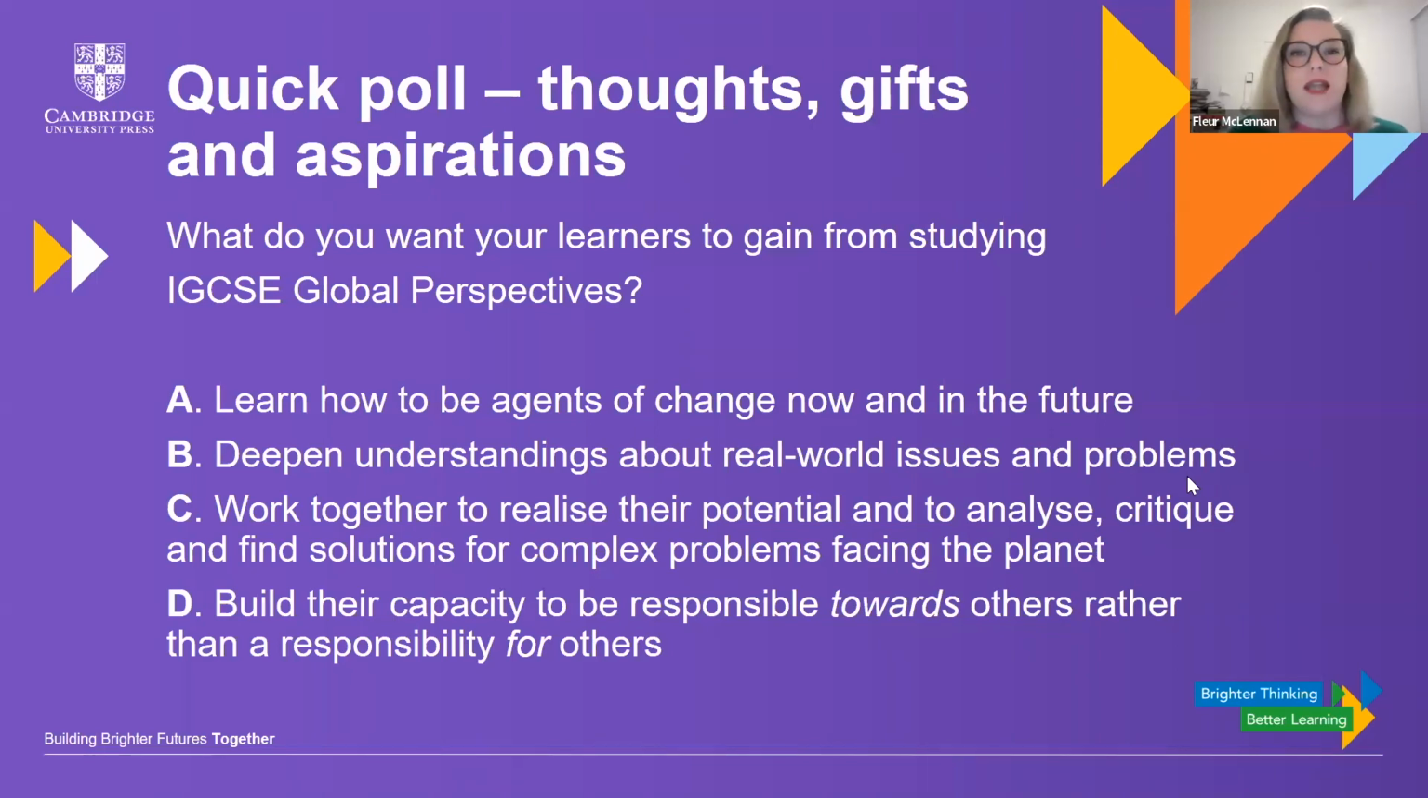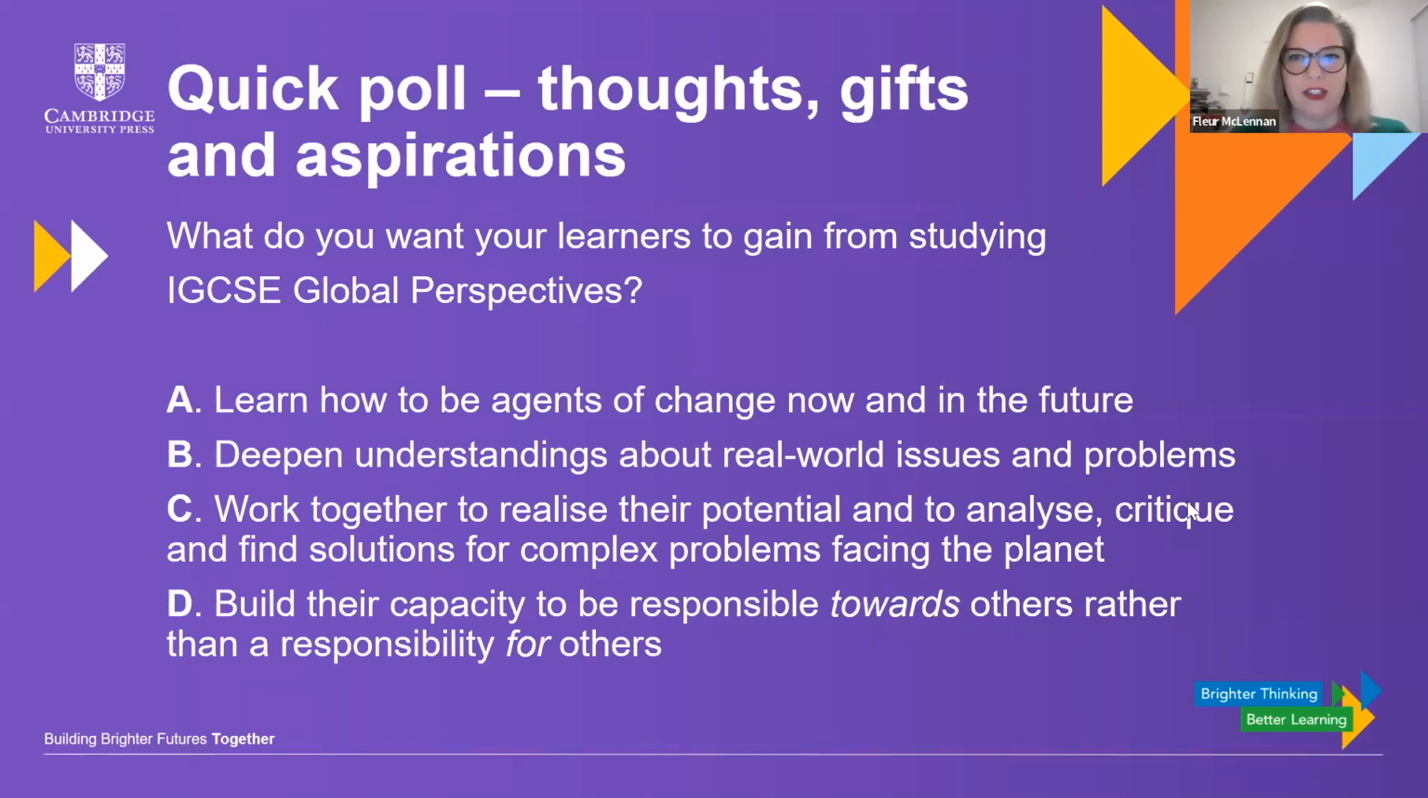Do you want them to learn how to be agents of change now and in the future? Do you want to deepen their understanding about real-world issues and problems? Do you want them to work together to realise their potential and analyse, critique and find solutions for complex problems facing the planet? That's a big one. Or do you want to build their capacity to be responsible towards others rather than responsible for others? It's quite big ideas there, people. So let's see what you are saying.